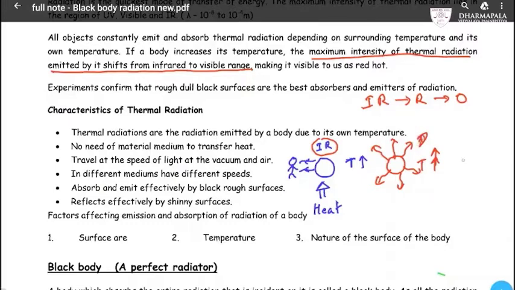If you further increase the temperature of this thing, then what would happen? Then this red color will change to orange color because it will start emitting more orange. So with the increase in temperature, it is shifting towards high frequency region. That's the idea of it. With the increase in temperature, the maximum intensity of radiation emitted by the object is shifting towards high frequency region. Then we can discuss the characteristics of thermal radiation.